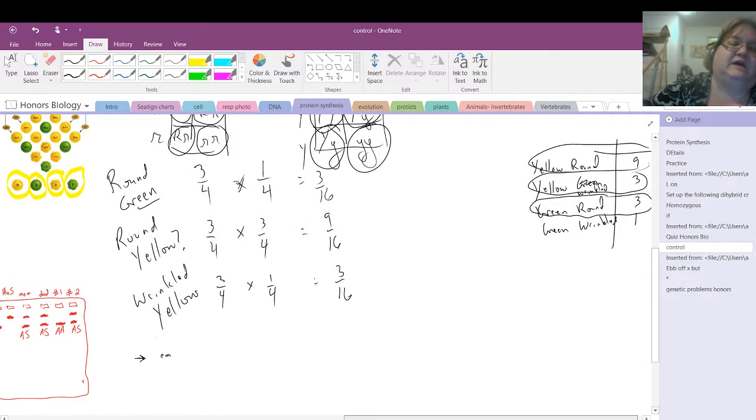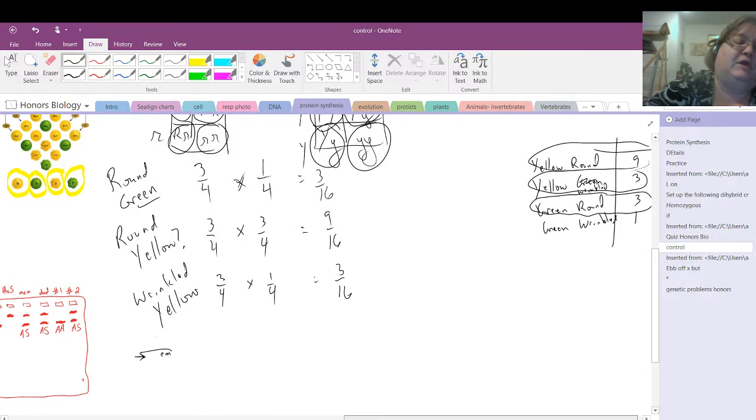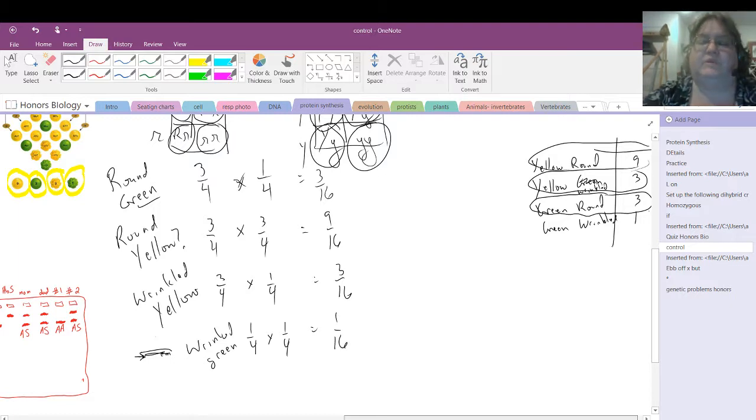And then just the last one, just to really drive it home, what's the chance of getting a wrinkled green? Well, wrinkled is 1/4, green is 1/4, and suddenly we're at 1 out of 16. Well, there you go. So it's a really, really clever way to figure these out.